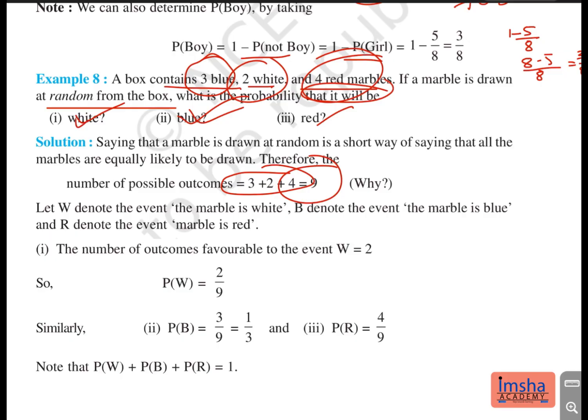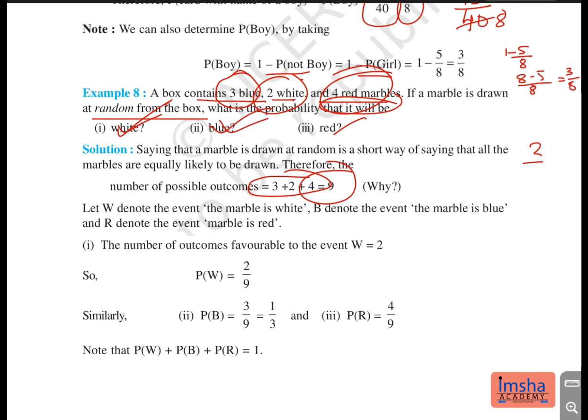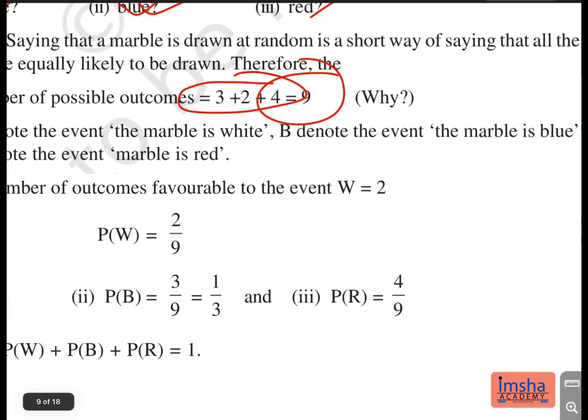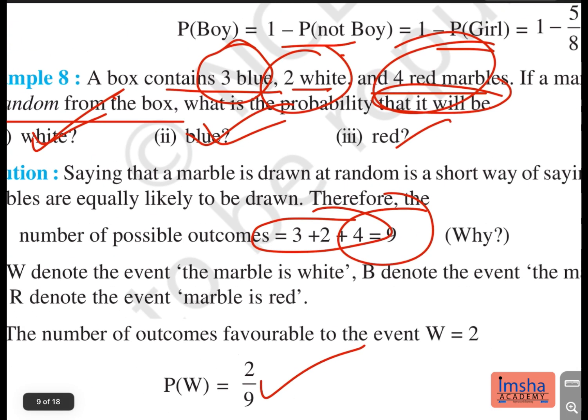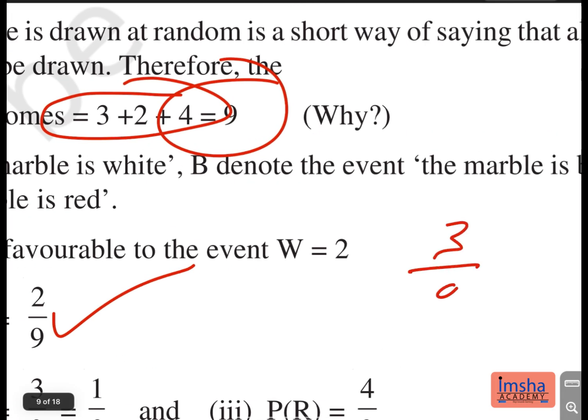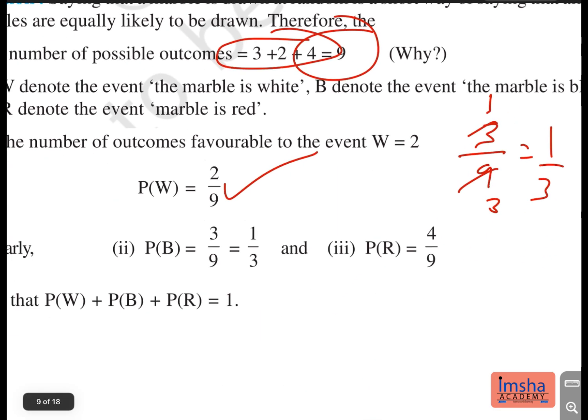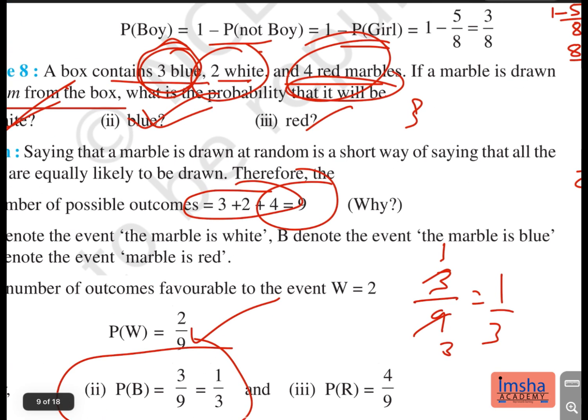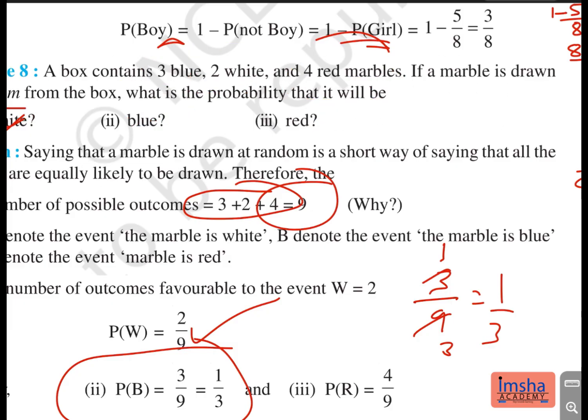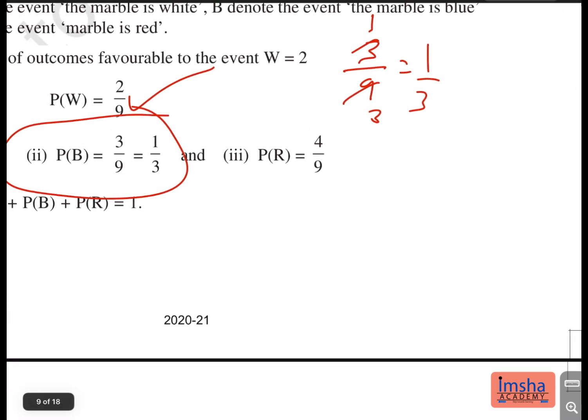What is the probability of picking a white marble? How many white are there? 2, right? 2 by 9 is the probability of getting the white marble. Blue, how many are there? 3. 3 by 9, that is 1 by 3. 3 ones are 3, 3 threes are 9. And similarly, red marble, how many are there? 4 are there, so 4 by 9. Okay, these are the answers.